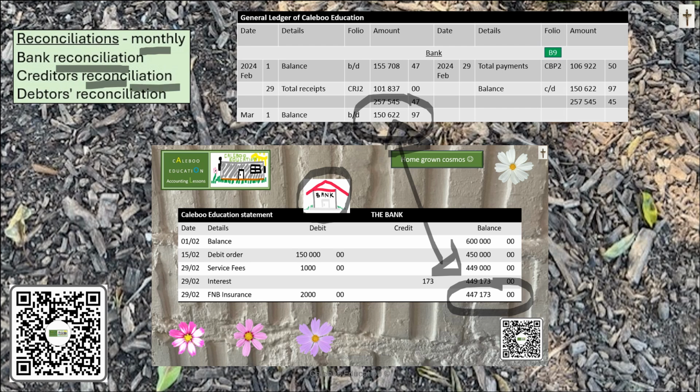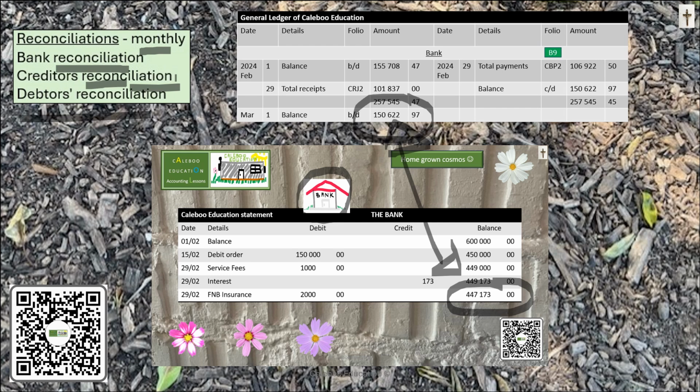And it's the same with the creditors reconciliation. We receive a statement from our creditors, our suppliers, and we check those balances on the statements that we receive with the balances in our books, and we find the differences. There are a whole lot of reasons why there could be differences in our books and the books of the bank and creditors, but that's for a separate video.